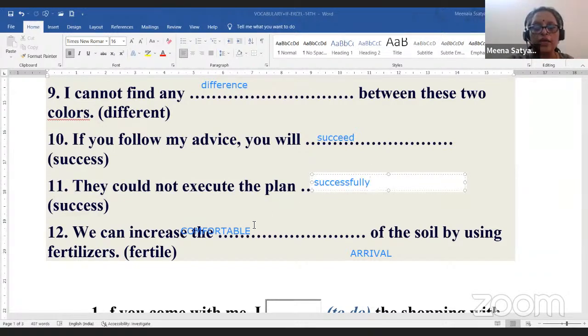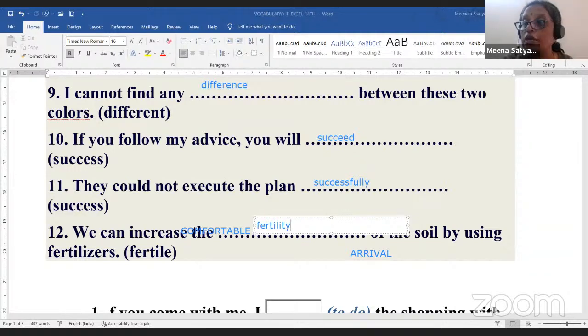Okay, we can increase the fertility of the soil by using fertilizers. What's the base word there? Fertile. Fertile, fertility. Success, succeed, successfully. Different, difference. Differently also can be there. Comfort, comfortable, comfortably also can be there. Intelligent, intelligence, intelligently. So remember, these can have that kind of words.